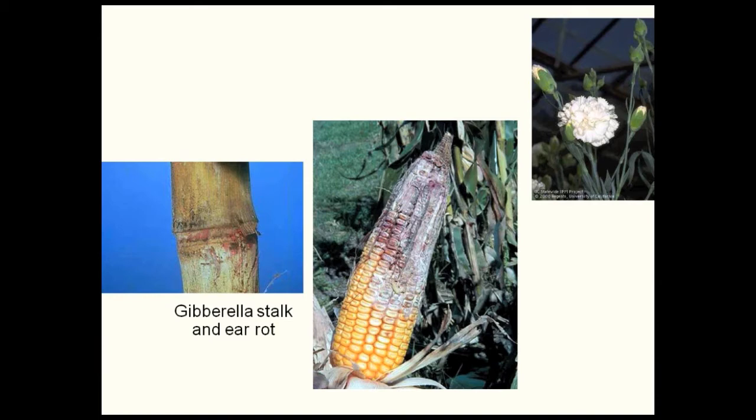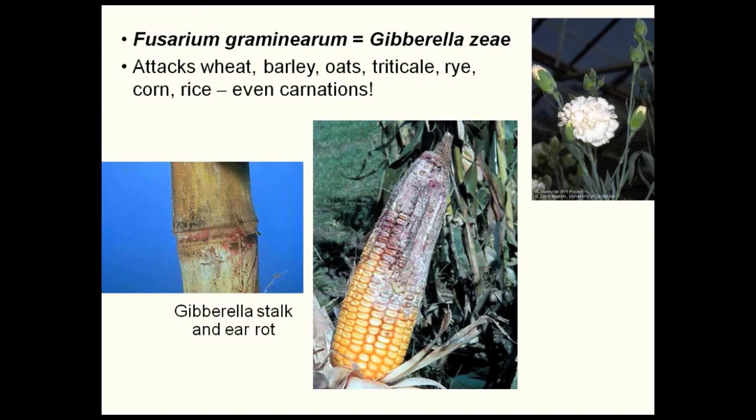Now, the fungus that causes scab is also hosted by several other crops, like corn. It causes gibberella stalk and ear rot in corn. It even attacks carnations. So this fungus is called Fusarium graminearum. And because mycologists are looking for something to do, they gave it another name, which refers to the sexual part of its life cycle. It's actually the same organism. So we'll talk about Fusarium graminearum mostly. But it has a very wide host range. It goes on wheat, barley, oats, rye, corn, triticale, rice. So it's really an equal opportunity cereal pest.